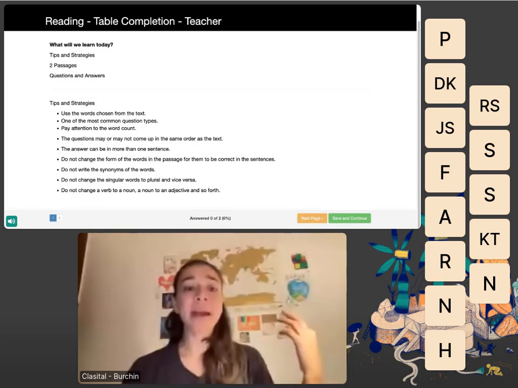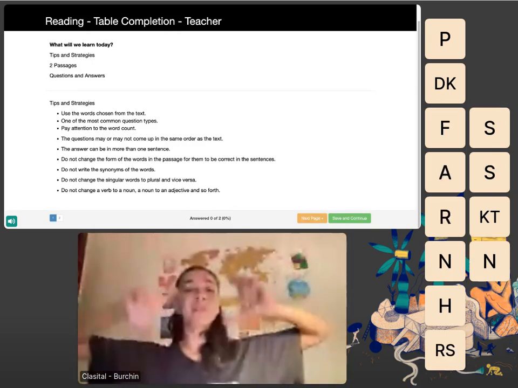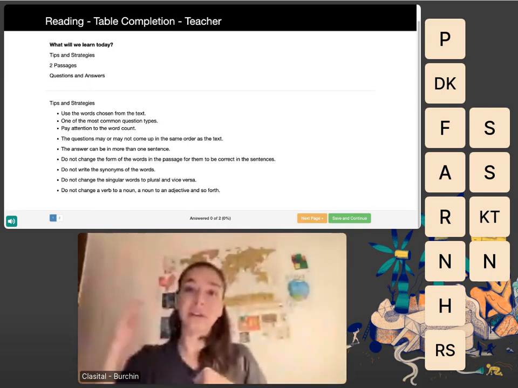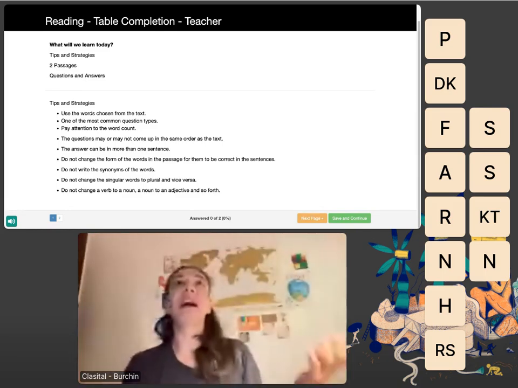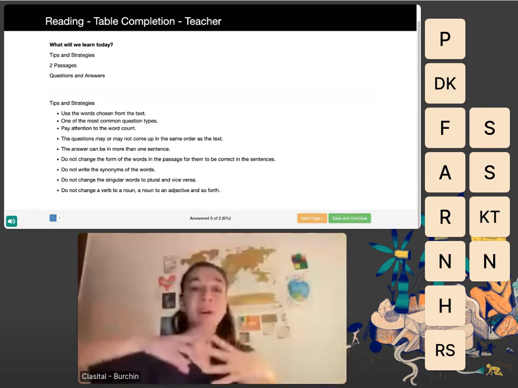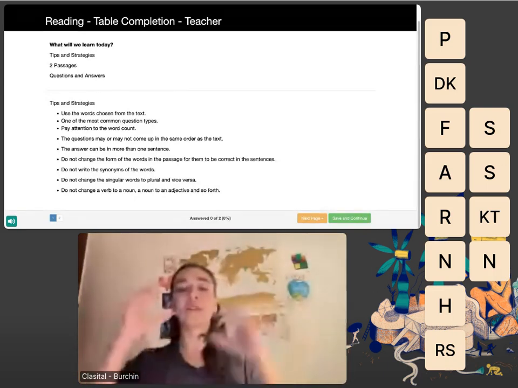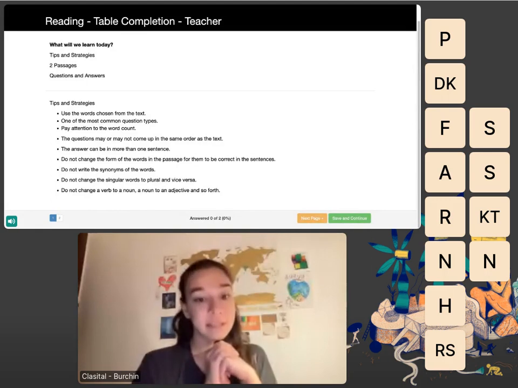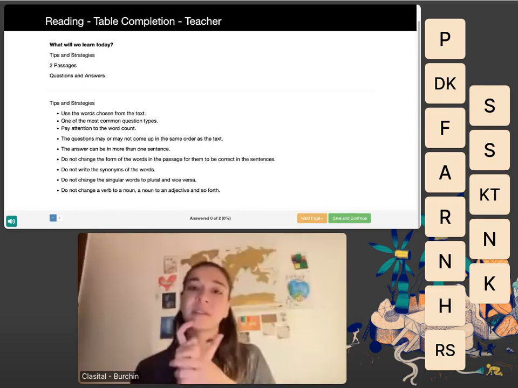The questions may or may not come up in the same order as the text. Most probably they will be taken from a part of the passage, but it can differ too. If there are many questions, like one table with 8 or 9 questions, you will probably look for them across the passage. But if you are given a smaller table for 4 or 5 questions, you should look into a part of the text. The answer can be in more than one sentence, like a summary, and you should find the correct one.